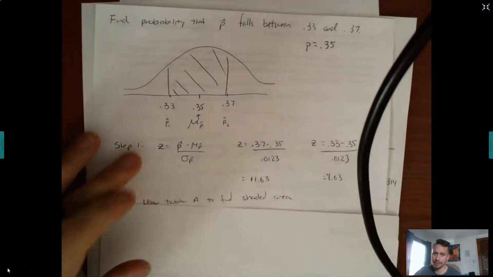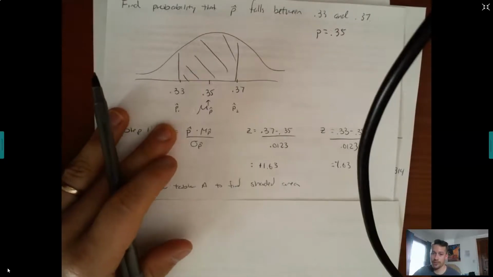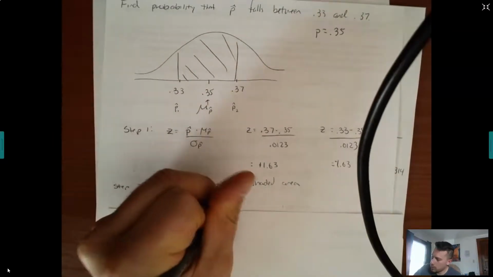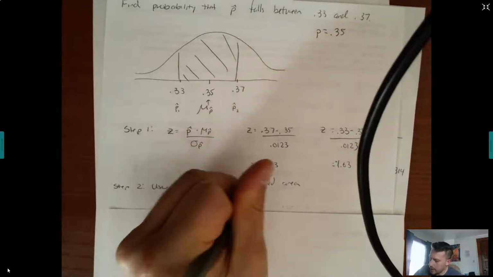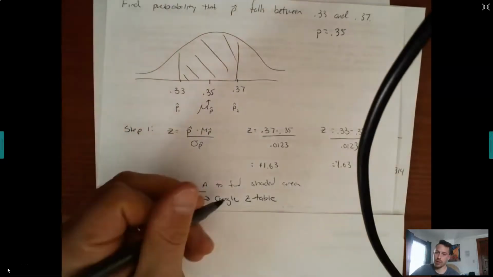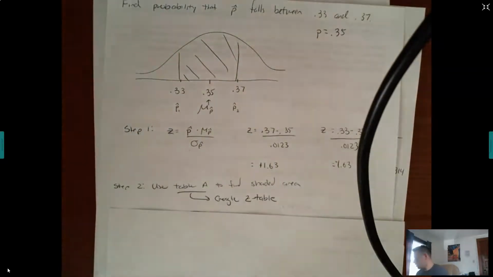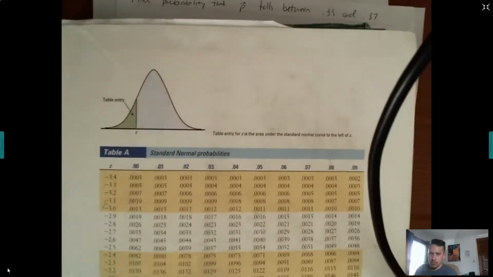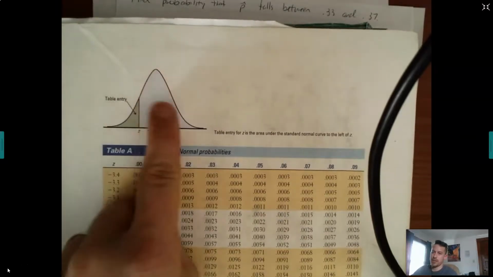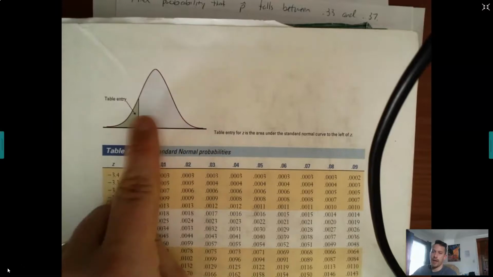That was the first step. Now I'm going to use the table in my book to find the shaded area. If you don't have your book, all you need to do is Google z-table. They're all pretty much the same, but you want to make sure that the z-table you're using is the same as the one in the book, where the table entry for z is the area under the standard normal curve to the left of z. Sometimes you'll see values in between two values like 0 and z. You don't want that. You want it to the left.